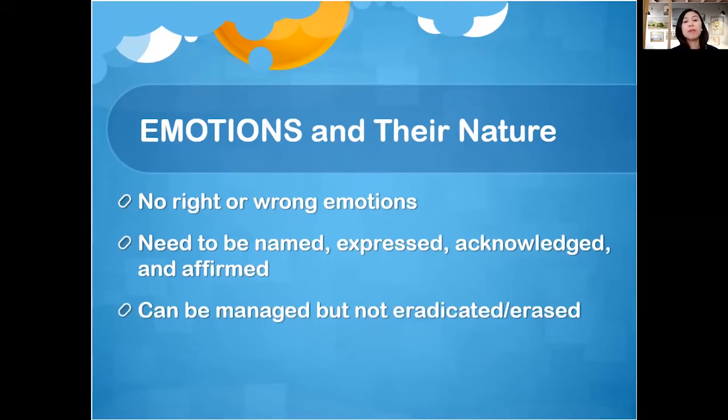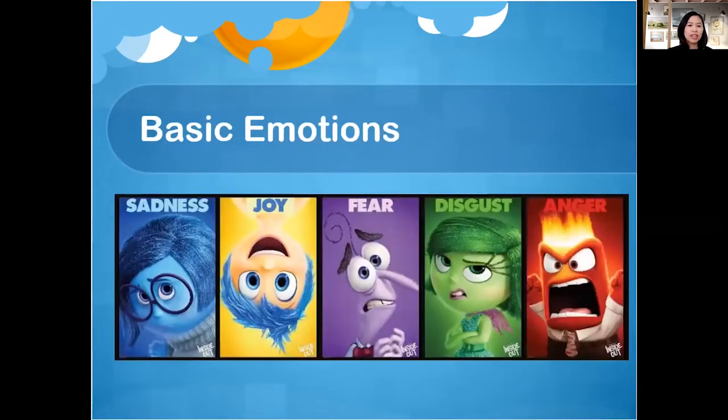Emotions also can be managed, okay? And our emotions need to be managed. But you cannot just say, erase that, remove that emotion. Usually you cannot. You just need to manage that, okay? Now, if you watch the Inside Out movie, right? I love that movie because the characters are so cute and they show us the different basic emotions that we have. So there's sadness, joy, fear, disgust, and anger.